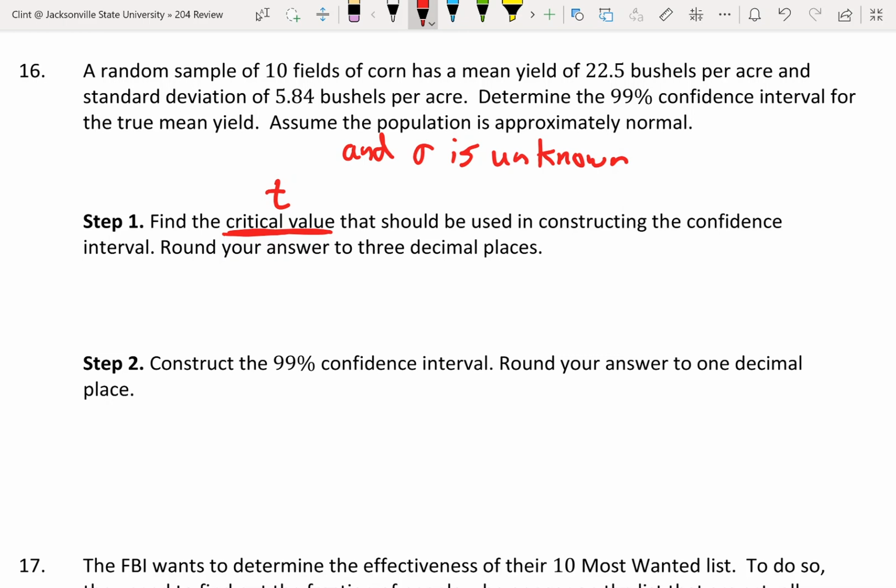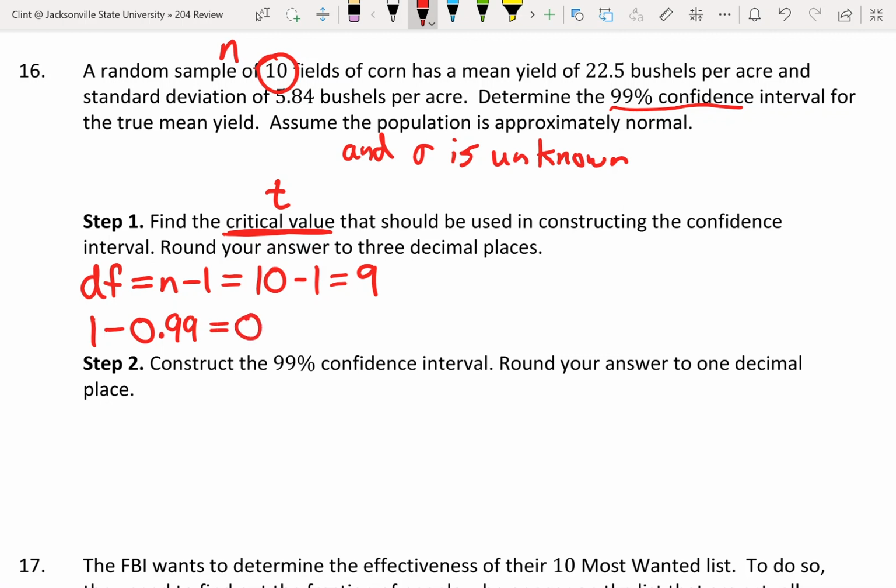So what do we need? We need degrees of freedom, and we need area in the tails. So here our sample size is 10. The degrees of freedom would be 9, 10 minus 1. And then for the area in the tails, we look at the confidence level. Remember, confidence is area in the middle of the curve. So we'll have 1 minus 0.99, 0.01 in two tails.